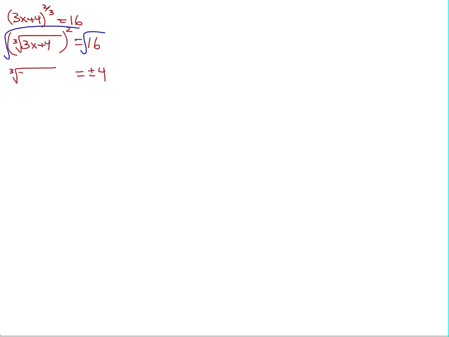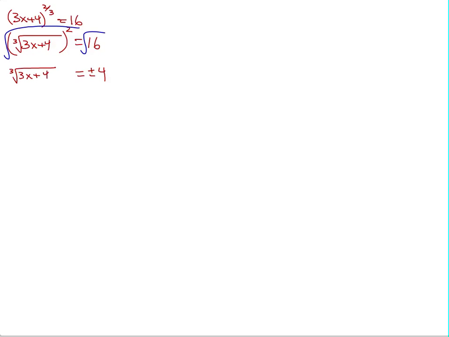So 3x plus 4 to the 2/3 equals 16. Now I want to make sure that we spend a moment and acknowledge that this is the same thing as saying 3x plus 4 cube rooted and then squared equals 16. And the reason why is because then we can go ahead and square root both sides, and you get plus or minus 4 out of the 16, and then cube root of 3x plus 4.